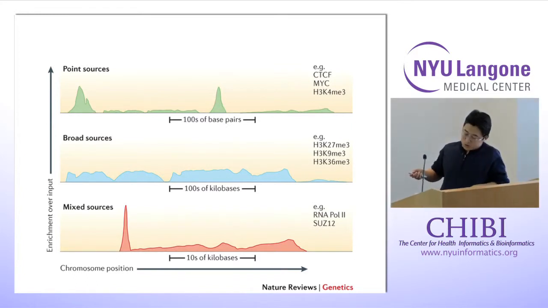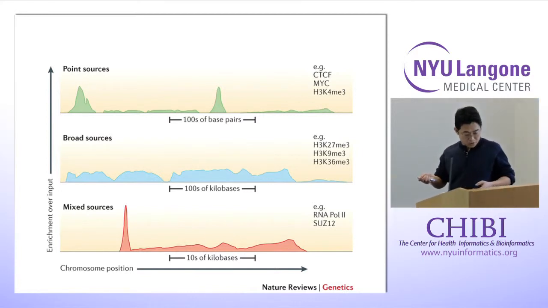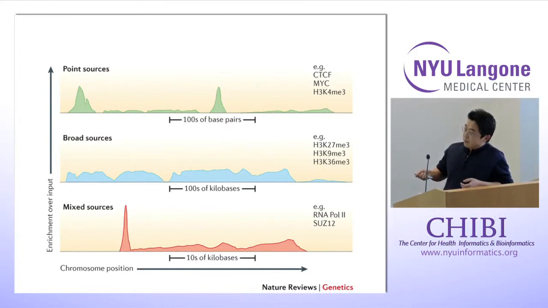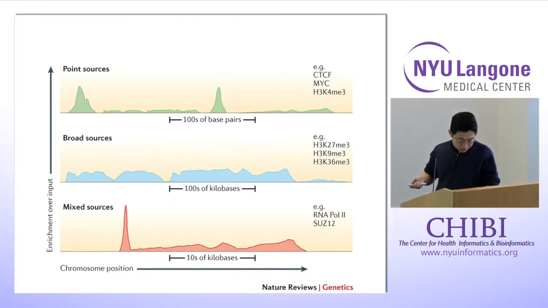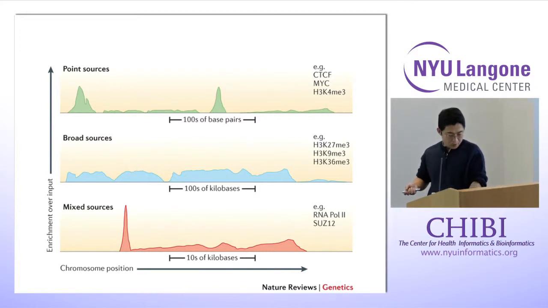Point sources are things like transcription factors, highly localized factors, or some histone modifications that are highly localized and very close to transcription start sites or promoter regions. The broad sources are those histone modification markers. There are also mixed sources, factors like RNA polymerase II. This will produce peaks in this form.